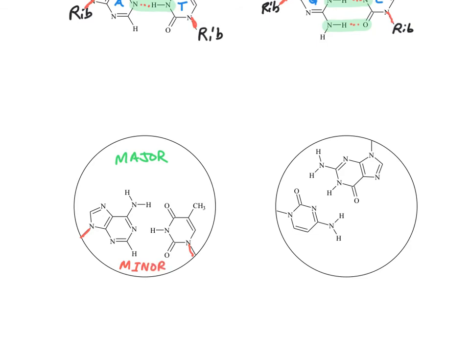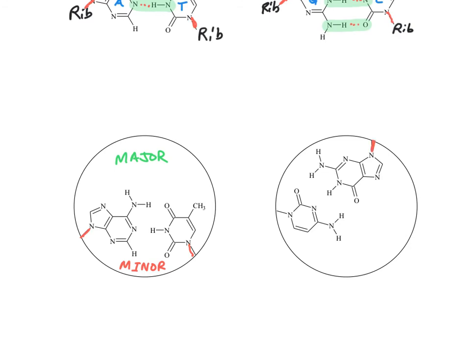And what we can do is test you. I've changed the structure a little bit over here. Can you identify the major and the minor groove for the GC base pair? Take a moment and pause, and let's see what you come up with.